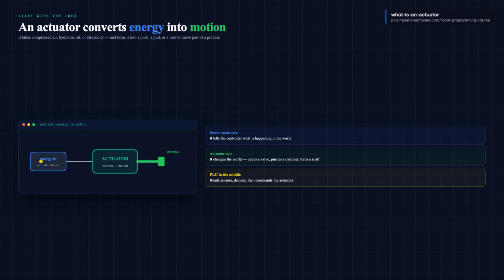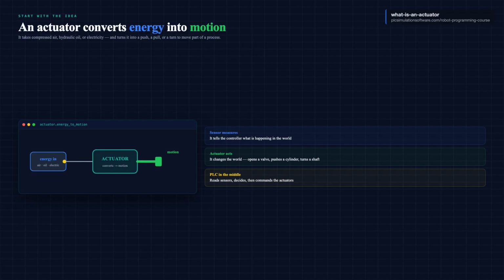Think of the split this way. The sensor measures. The actuator acts. A controller, usually a PLC, sits in the middle. It reads the sensors, decides what to do, then commands the actuators. Without sensors, the machine is blind. Without actuators, it is paralyzed. You need both. And almost everything that moves on a plant is being driven by an actuator. A valve, a cylinder, a conveyor, a damper, a robot joint, all of them.